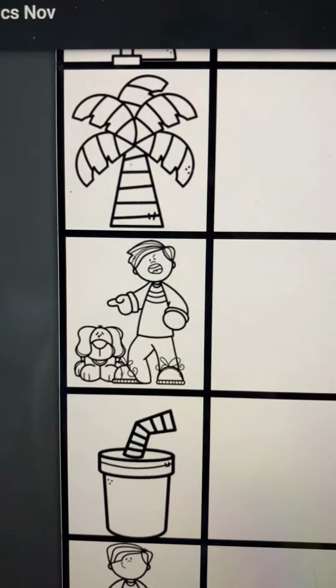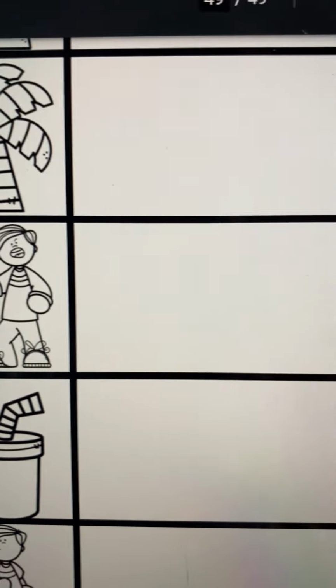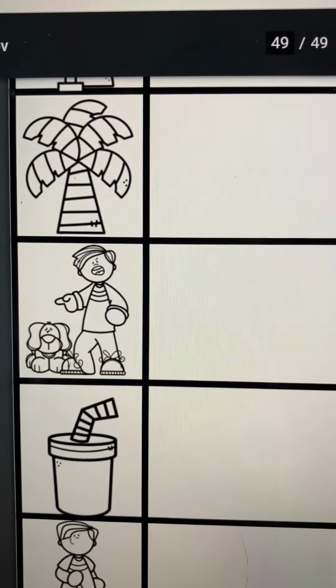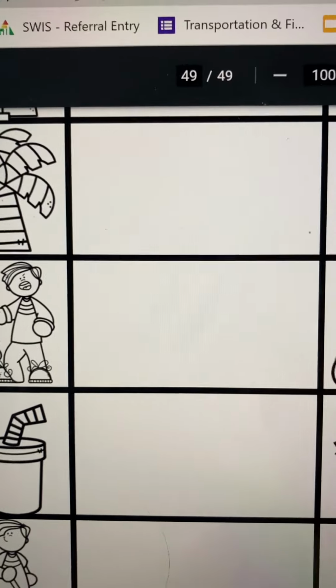Number three. Oh, the puppy got in trouble. We had to scold. Remember what that has to do with cold and scold? Remember that rhyming part? Scold.